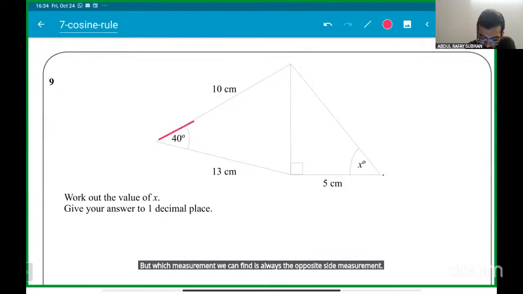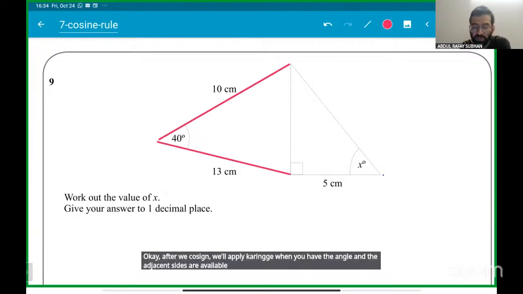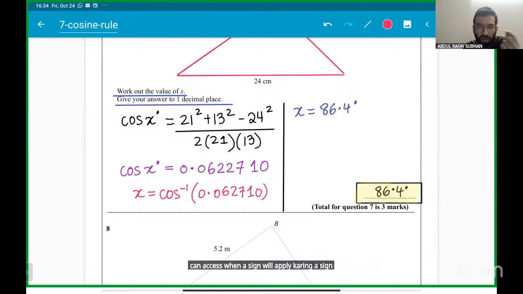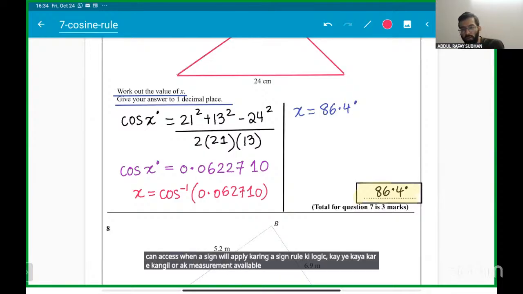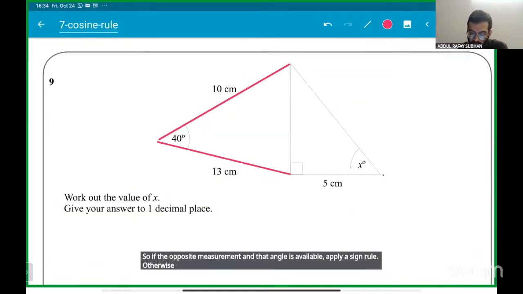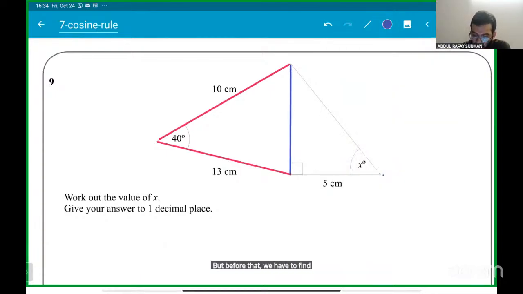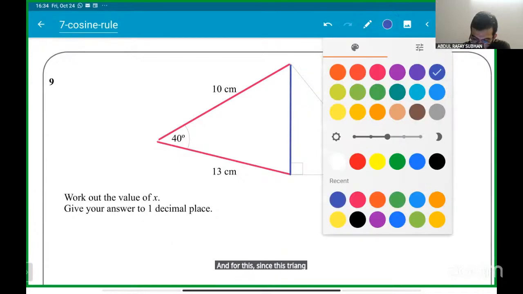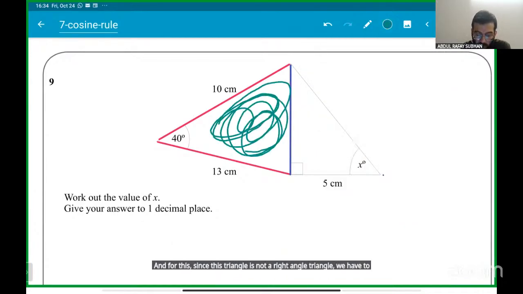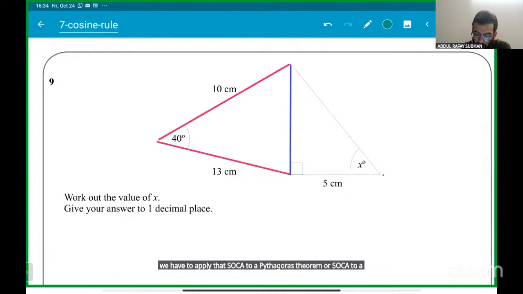You apply the cosine rule only when you have the angle and the adjacent sides available. This is the hint and the tip: otherwise you apply the sine rule. The logic of the sine rule is that if one angle and the opposite measurement are available, apply the sine rule. Otherwise, apply the cosine rule. We have to get this angle, but before that we have to find this common blue line. Since this triangle is not a right angle triangle, we have to apply the cosine rule here. After that we apply the Pythagoras theorem or SOHCAHTOA for this right angle triangle. Is everyone getting it? Following, people?